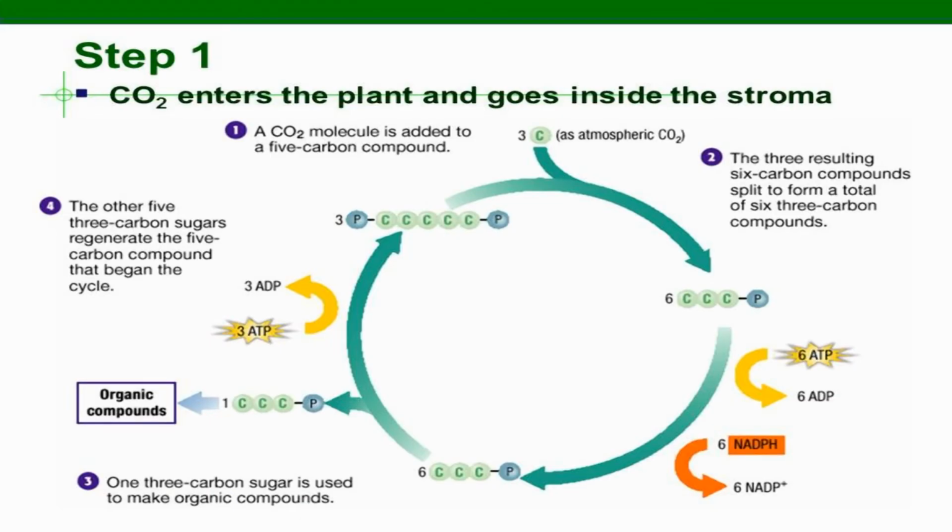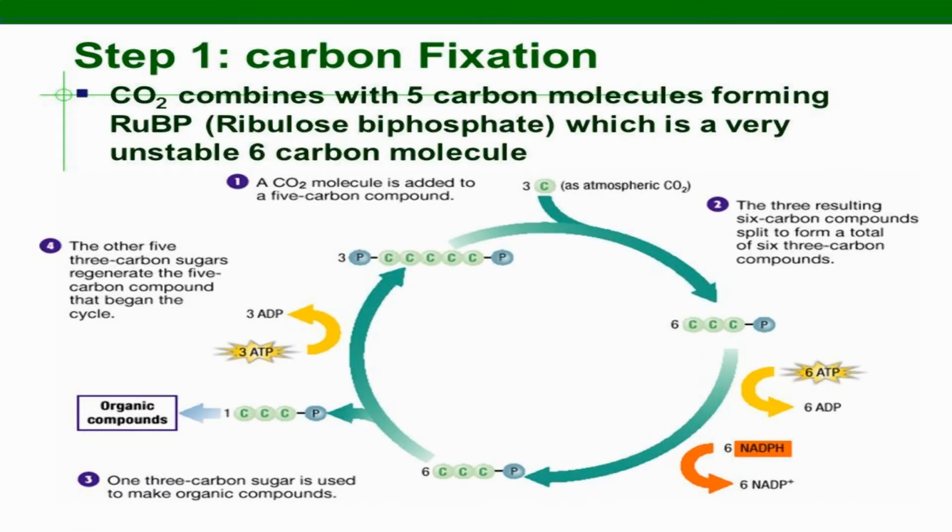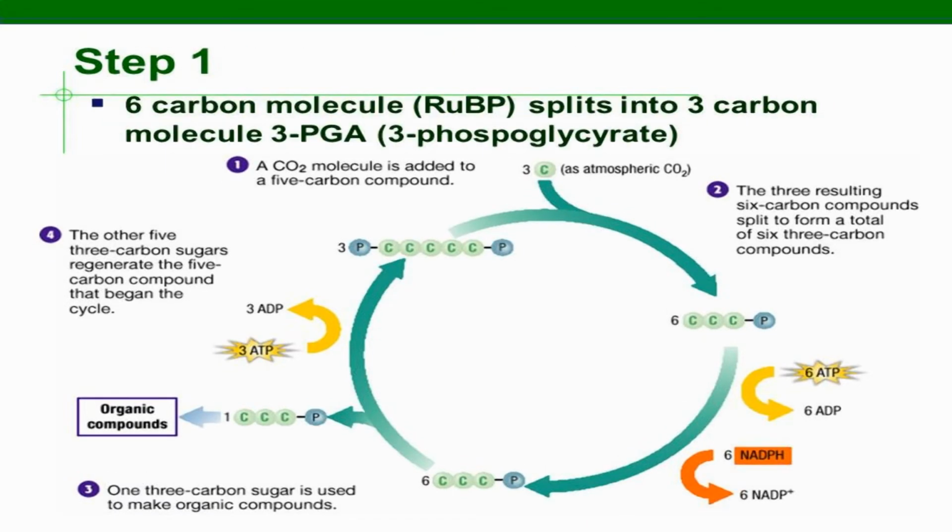Carbon dioxide enters the plant and goes inside the stroma. With the aid of enzymes in the stroma, the carbon dioxide combines with RuBP or ribulose bisphosphate, which is a 5-carbon molecule, forming a 6-carbon molecule, which is a very unstable compound. And since it's very unstable, the 6-carbon molecule easily splits into 3-carbon molecules, forming 3-PGA or 3-phosphoglycerate.